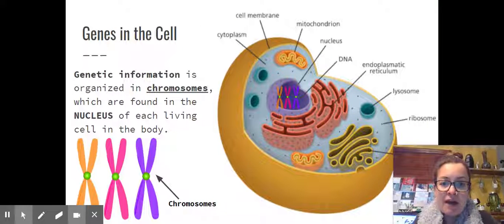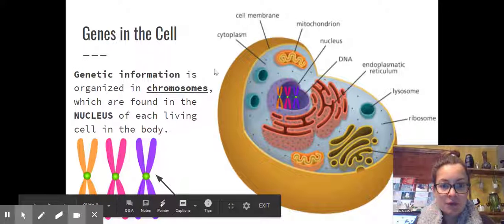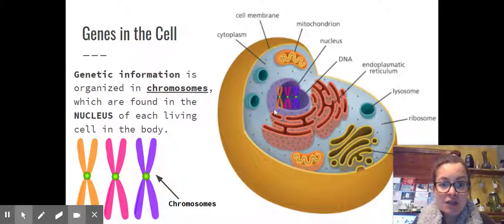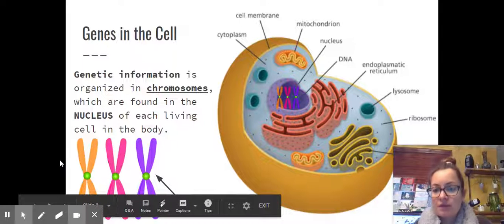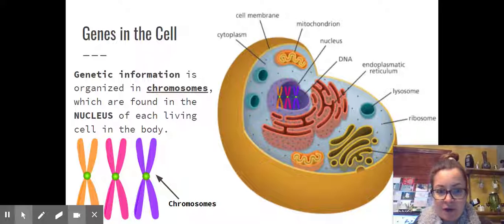So remember that genetic information is in the nucleus. So I've included a diagram of an animal cell here. And in our previous units in biology, we've discussed the fact that genetic information is found in the nucleus. The nucleus is the brain or control center of the cell. So the genetic information is organized into something called chromosomes, which we have a diagram of here. Okay, so that's important. Genetic information, or genes, is inside chromosomes.